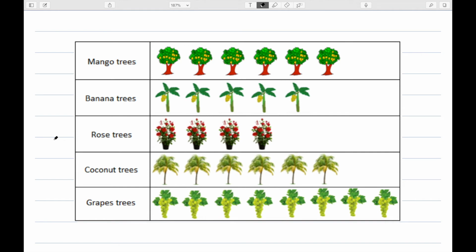Here's another example of a pictograph that looks at the different kinds of trees. We have a picture of that type of tree to represent each one, and then we have organized it into a graph form to get a pictograph.